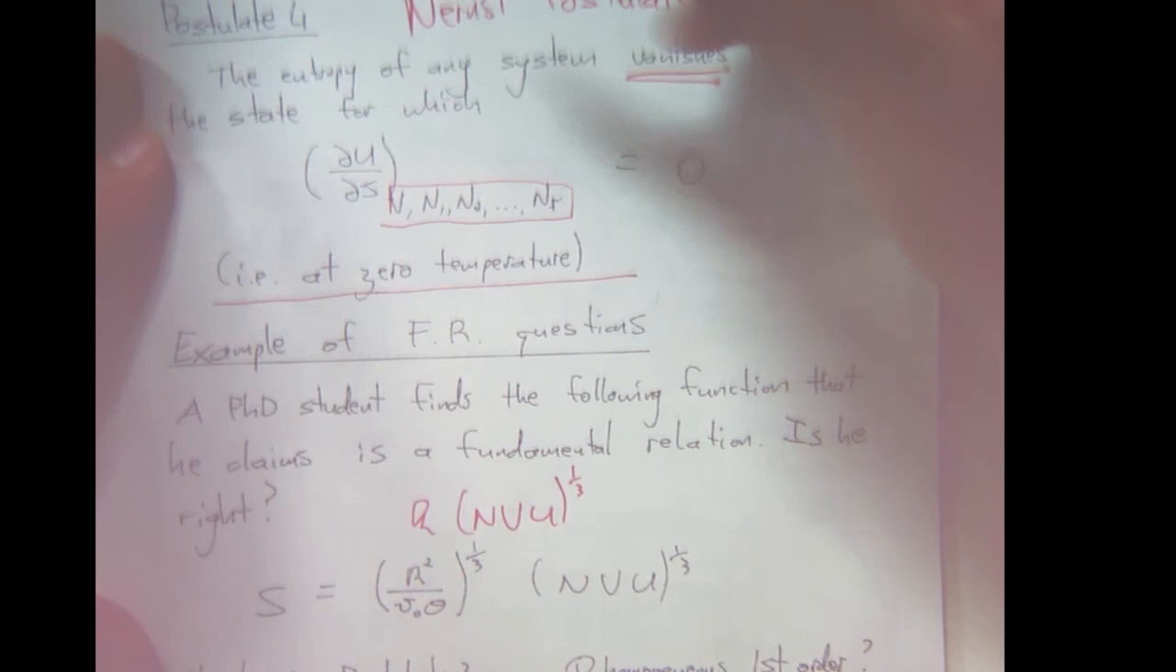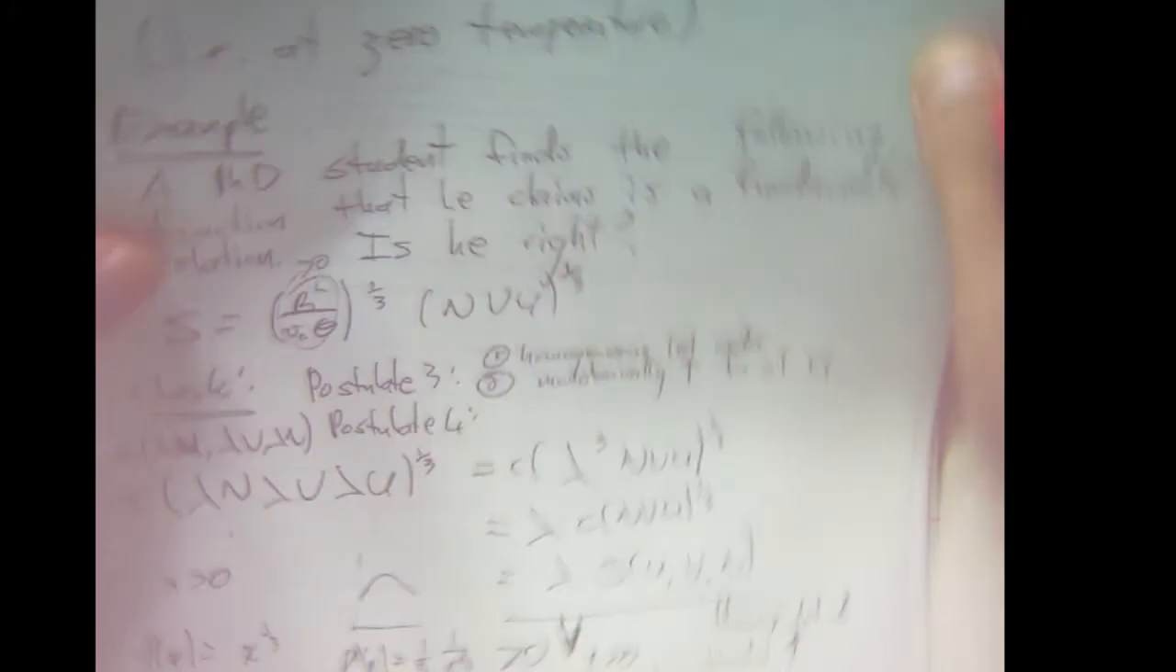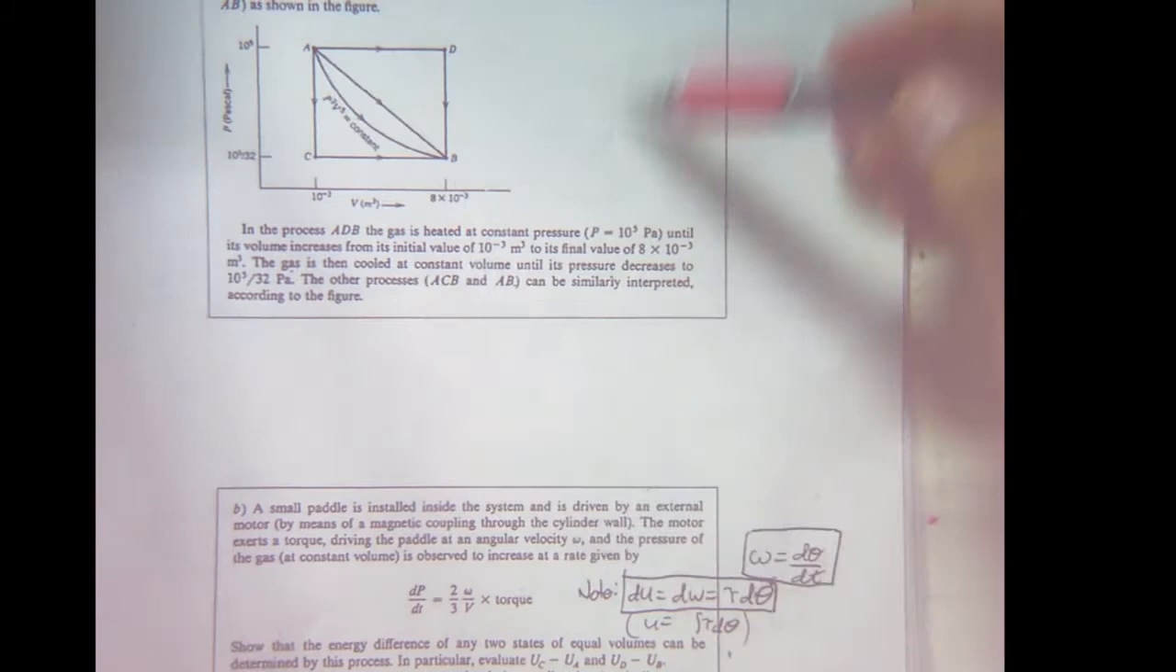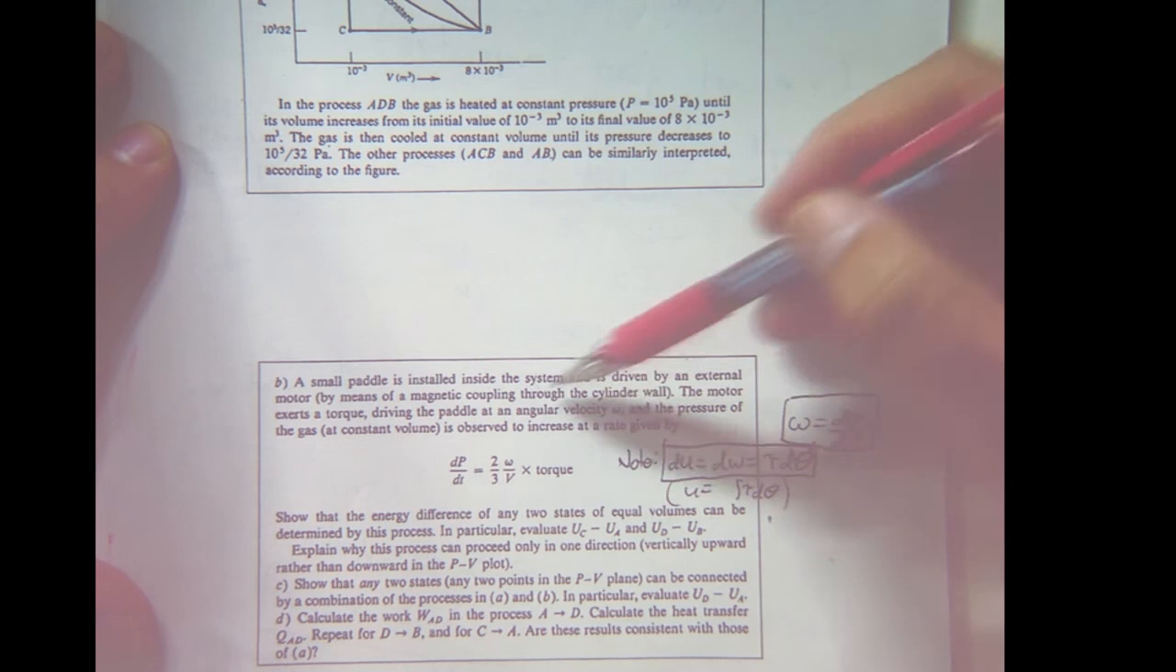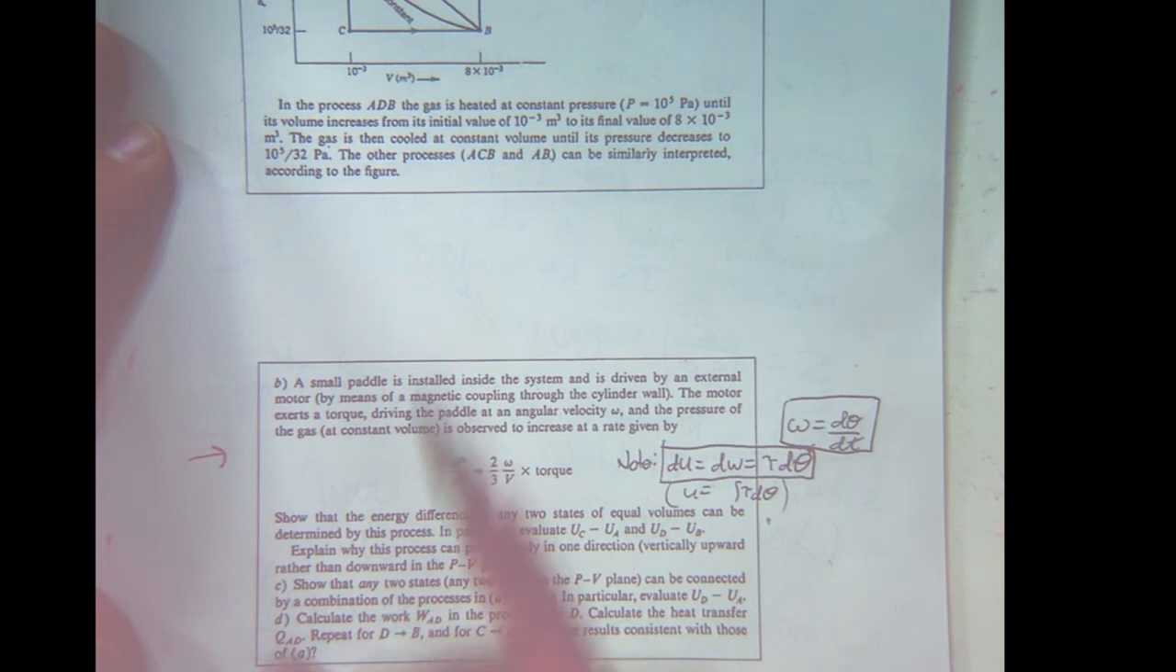Postulate 4, Nernst postulate. I'll leave that to your imagination. We're not going to work that up on the board. You can read that for yourself. That's just the type of question that you're probably familiar with. This question here, you can just read it. This is just an example of the point I made before: if you have a paddle in a liquid, you can put a known amount of work into the liquid. You can do a known amount of work on the substance, and this just shows you how to do it. You don't have to worry about this for the exam or anything like that. This is just an example.